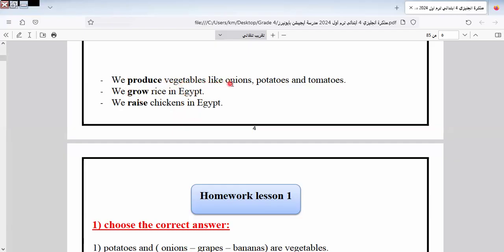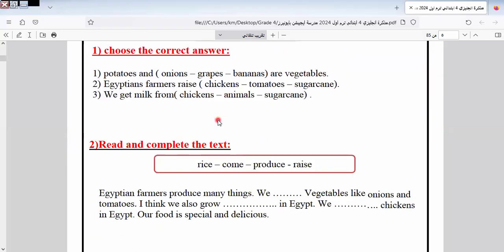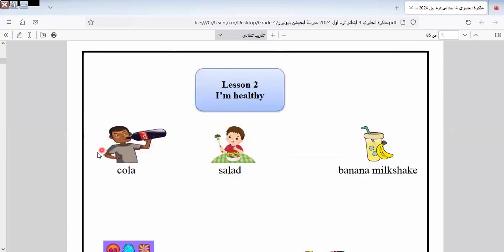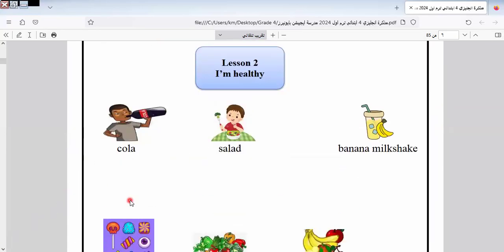We produce vegetables like onions, potatoes, and tomatoes. We grow rice in Egypt. We raise chickens in Egypt. Let's go to the next unit. I will explain the unit, then I answer the general questions related to this unit. I can't answer every lesson by its exercise. I make a quick revision on the unit as a whole, okay?